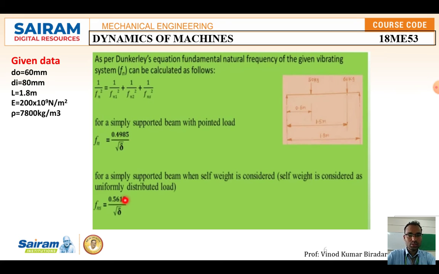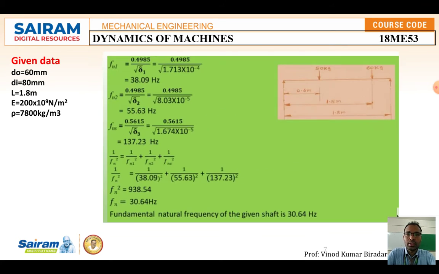So I have given the list of formulas in the table. f of ns, that is self weight, is equal to 0.5615 whole divided by square root of delta. So you have to remember this formula, one formula, second, third. If it is not having a uniformly distributed load, you use this formula. If you consider the self weight as a uniformly distributed load, then use this formula, that is f of ns.